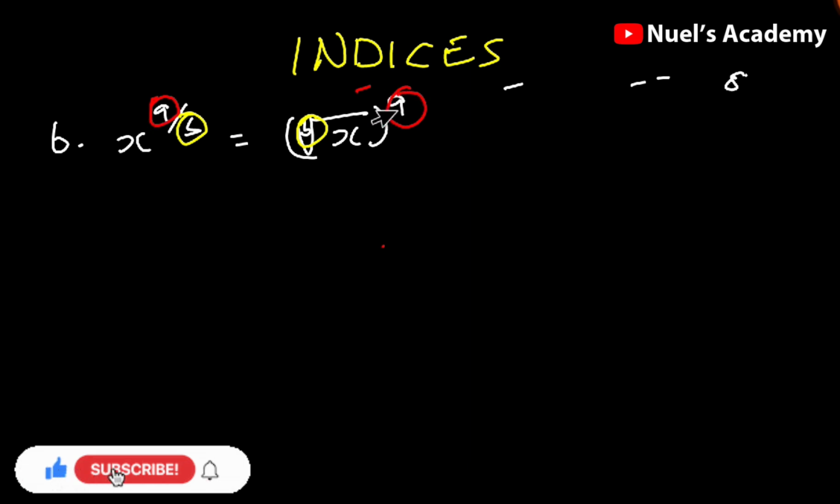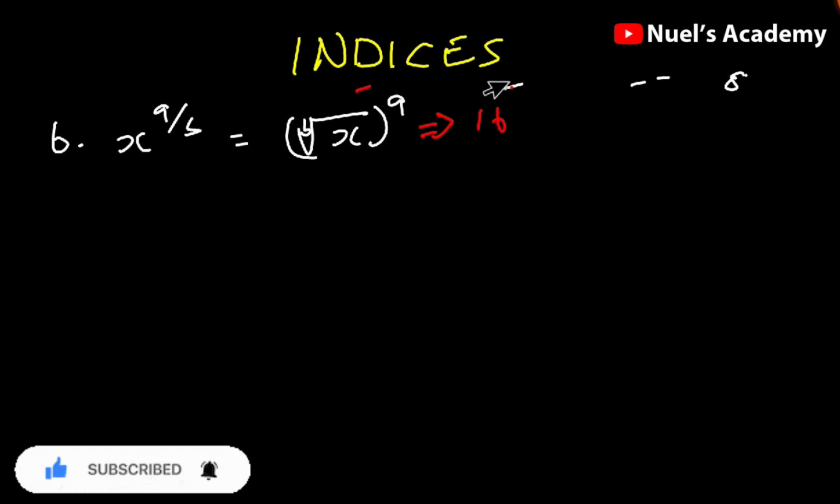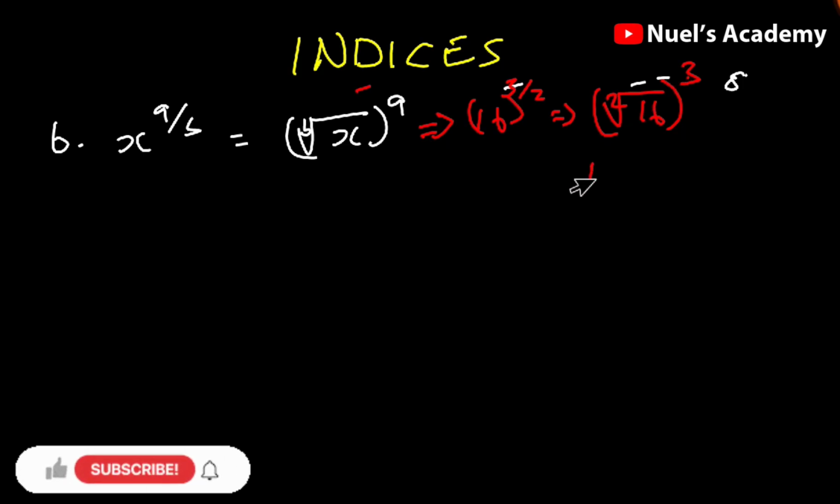So for example, if you have 16 to the power of 3 over 2, this is going to be the square root of 16. Remember, the denominator we assume as the root, then all of this is raised to the power of 3, so the numerator we assume as the exponent. So the square root of 16 is equal to 4, then 4 raised to the power 3 is equal to 64.